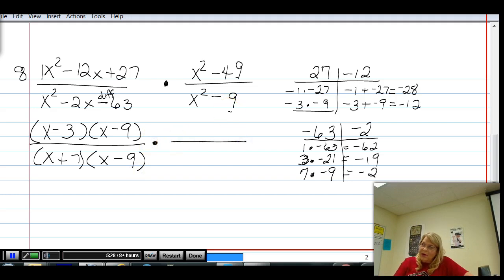Do you remember how to factor x squared minus 49? It's going to be x minus 7, x plus 7. So when I get to x squared minus 9, I'm going to have x plus 3, x minus 3.